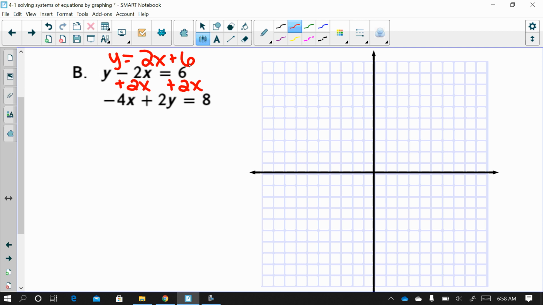Okay, so I'm going to go ahead and graph. 1, 2, 3, 4, 5, 6. The 2 tells me go up 2, right 1, up 2, right 1, or down 2, left 1, down 2, left 1. Okay, connect my dots.